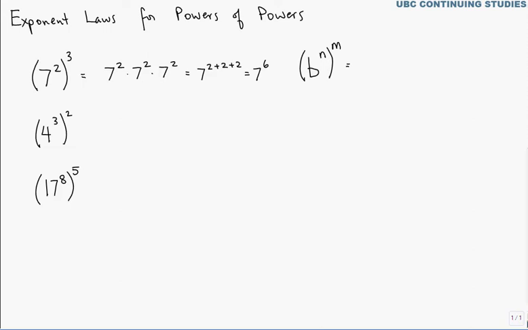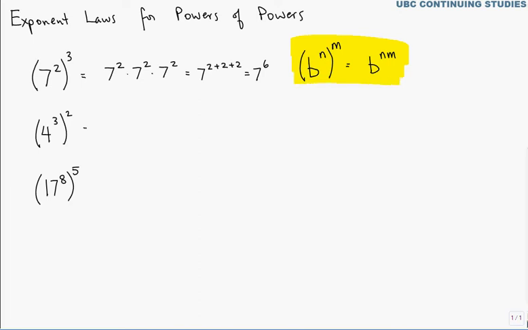So how do we get that 6? Well, we're just multiplying the two exponents, all right? And that is the law. So we have b to the power of n times m. And we can use that to do the next two examples.